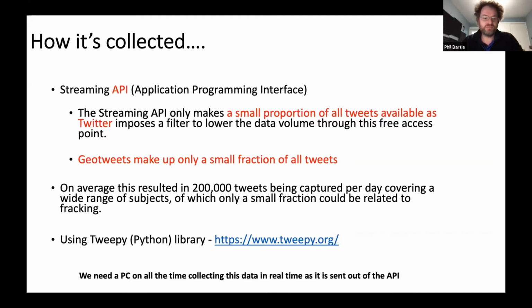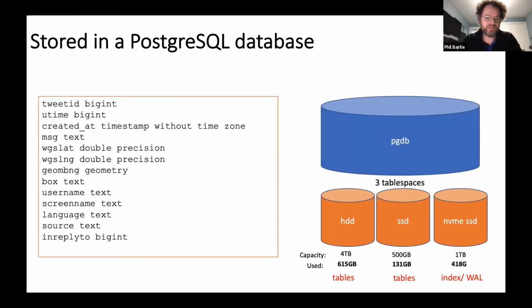And from tests we've done, we actually found that pretty much all tweets sent with a location that we've tried were collected by our tool. So we believe, but it's unknown, and Twitter won't tell us, that we get most of, probably the majority of GeoTweets sent. And we set up a bounding box for the UK region to collect tweets in that area. And on average, we're getting about 200,000 tweets every day captured through that API. And this means we have a PC on all the time collecting that data. And we're storing it in a Postgres database.